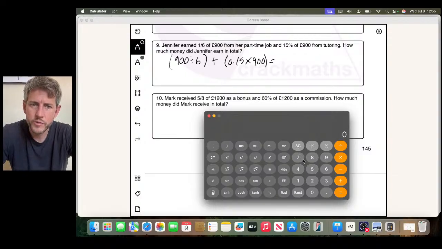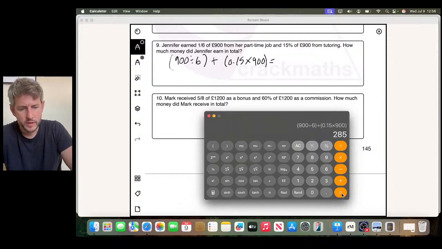So we've got 900, let me keep the brackets in, 900 divided by 6 to get the sixth of £900 plus 0.15 times 900 to get this bit. So there we go. So that would be £285.